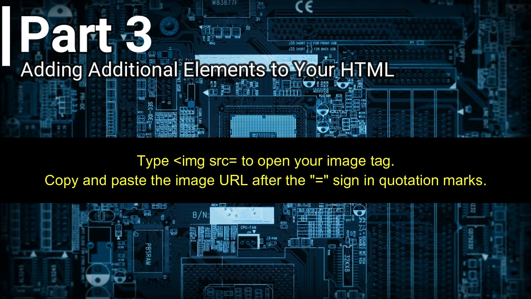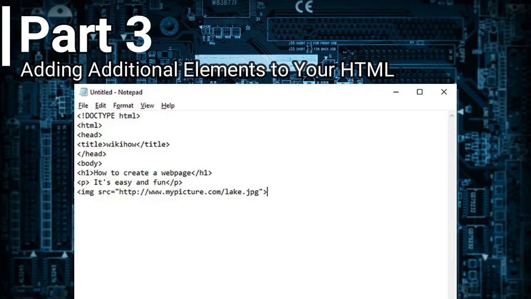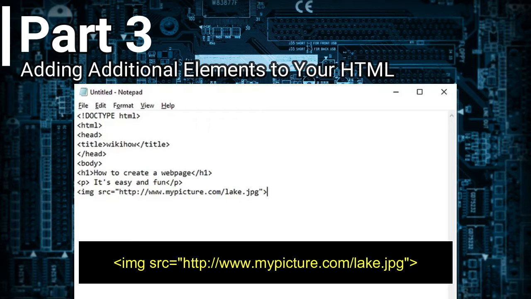Adding additional elements to your HTML. Add a picture to your page. You can add an image to your HTML using the following steps. Type <img src= to open your image tag. Copy and paste the image URL after the equal sign in quotation marks. Type > after the image URL to close your image tag.